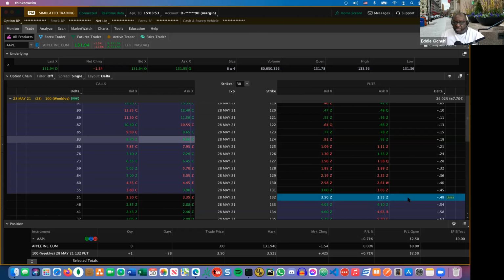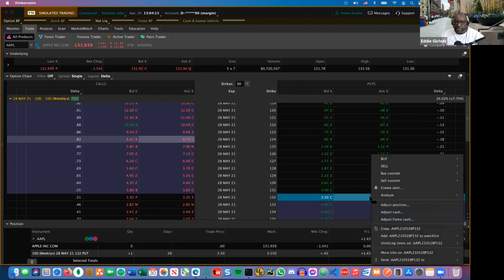We're going to use the same example that we chose over here. We're going to be bearish. We're going to buy a put on Apple at the 132 strike price. Okay. And we are going to put in an OCO order. I am going to right click. I am going to buy custom. I'm going to select OCO bracket. Does everybody see that? I can't see your faces, so I'm just going to assume yes, because I'm not hearing a no.